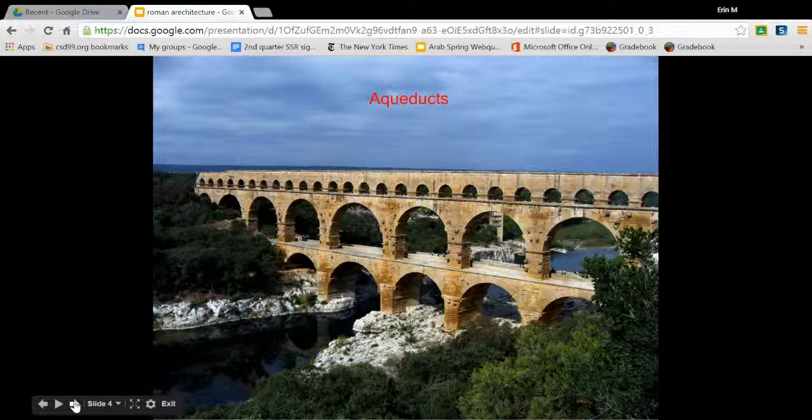Here's another use for the arches, and this was the use of aqueducts. You will see that the aqueducts were put right next to each other, and then they were stacked on top of each other, and fresh water was carried atop of these arches.